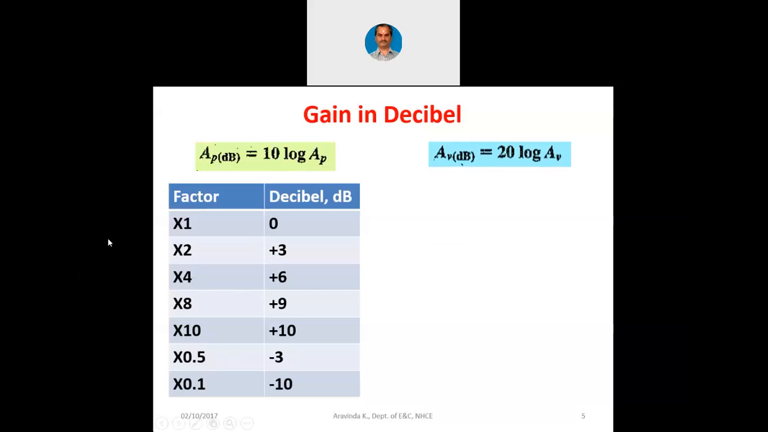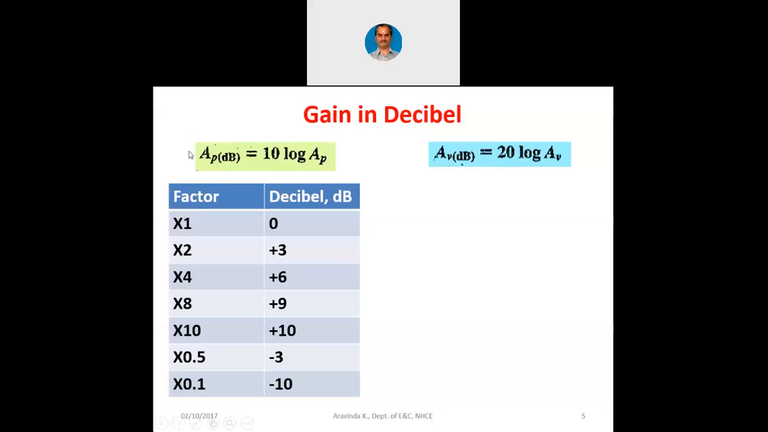Now, let us come to the voltage. Power in decibels is going to be measured using 10 log of power gain. But we know that P equals V into I. So, when we split power into its voltage and current counterparts, we will slightly change this formula to 20 log of AV. AV is the voltage gain now. Whatever is this particular equation for power, we will multiply it by 2.